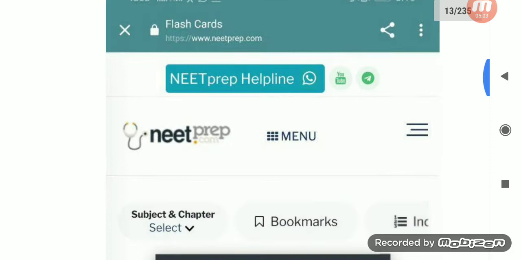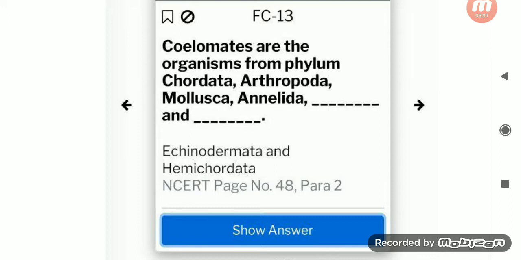Coelomates are the organisms from phylum Chordata, Arthropoda, Mollusca, Annelida, Echinodermata and Hemichordata.